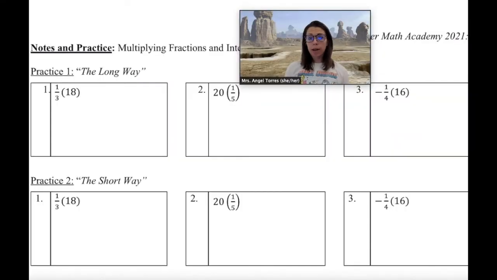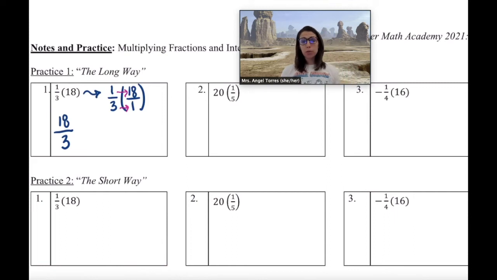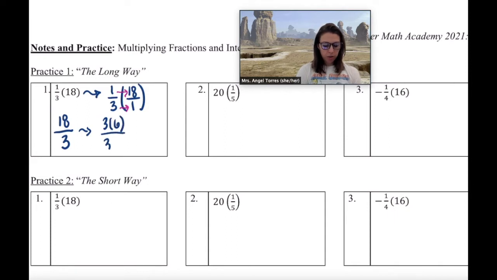Let's start with the long way. What you were probably taught to do is when you have a fraction times an integer, change that integer into a fraction by putting it over 1. Now that we just have a product of two fractions, we can multiply straight across. 1 times 18 is 18, and 3 times 1 is 3. But 18 thirds can be simplified. So now we have to go through the process of simplifying. That's 3 times 6 over 3 times 1 to make that big one factor of 3 thirds, and we end up with 6 over 1, or just 6.